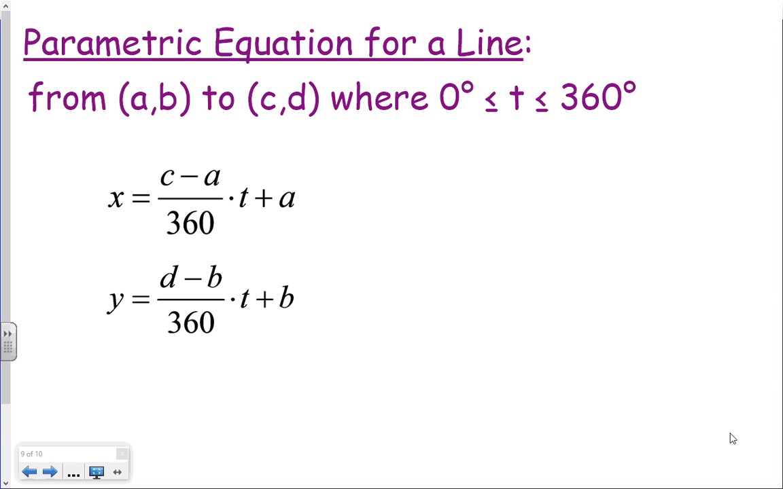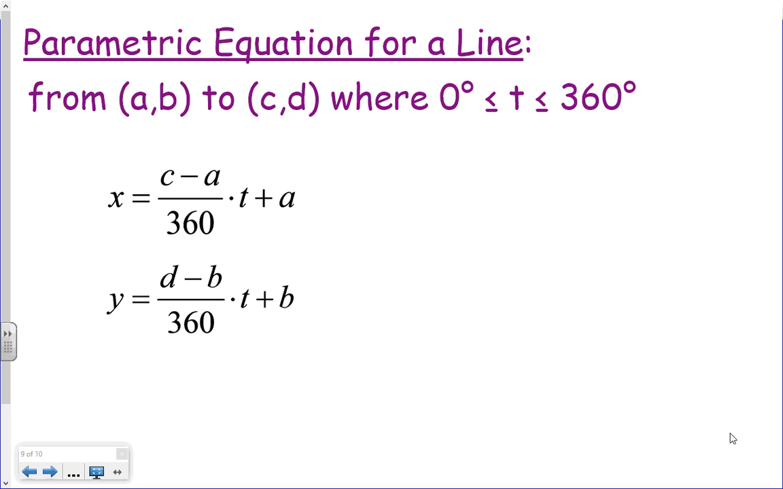So for a parametric equation, this is the equation of a line. We know what the equation of a line looks like if we're in function mode or in Cartesian, y equals mx plus b. But if you switch over to parametric, this is what you've got to do. If you want to sketch a line from the point (a, b) to the point (c, d), I guess technically we're talking about a line segment, and we're working in the domain from 0 to 360 for our values of t. If you change that, then obviously that changes this equation slightly. But here's what you end up with.